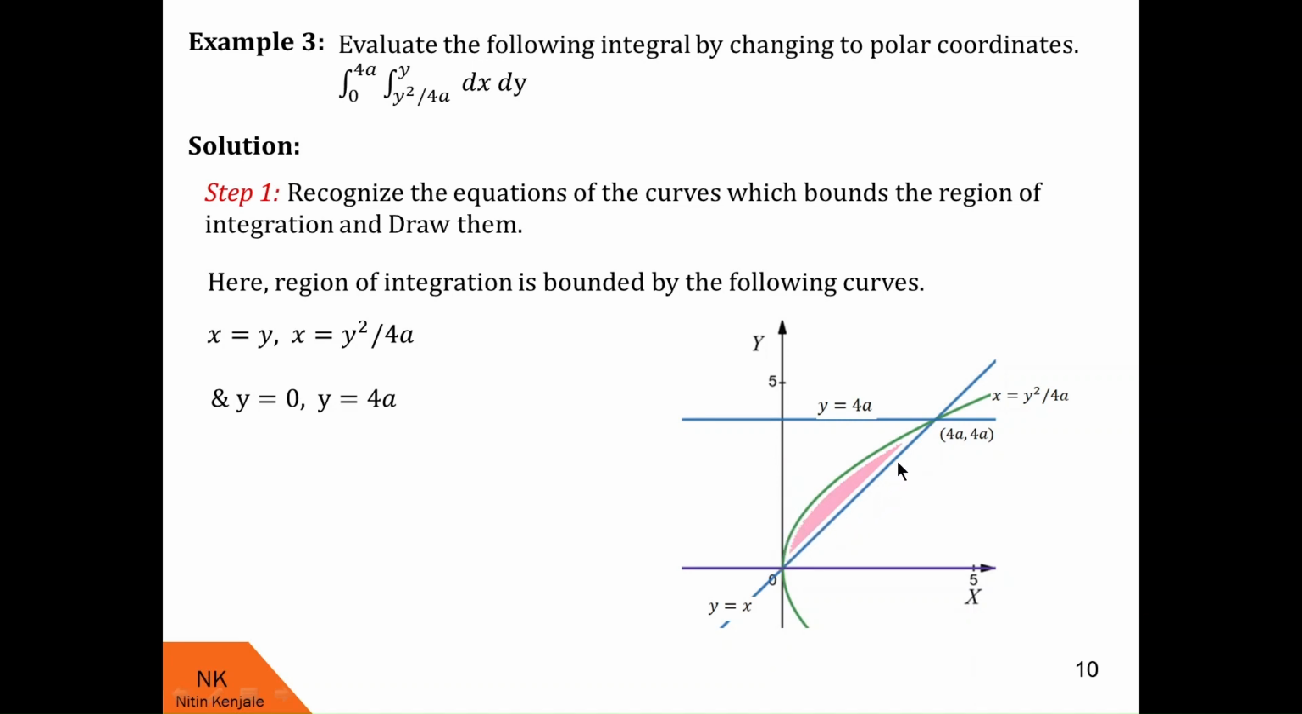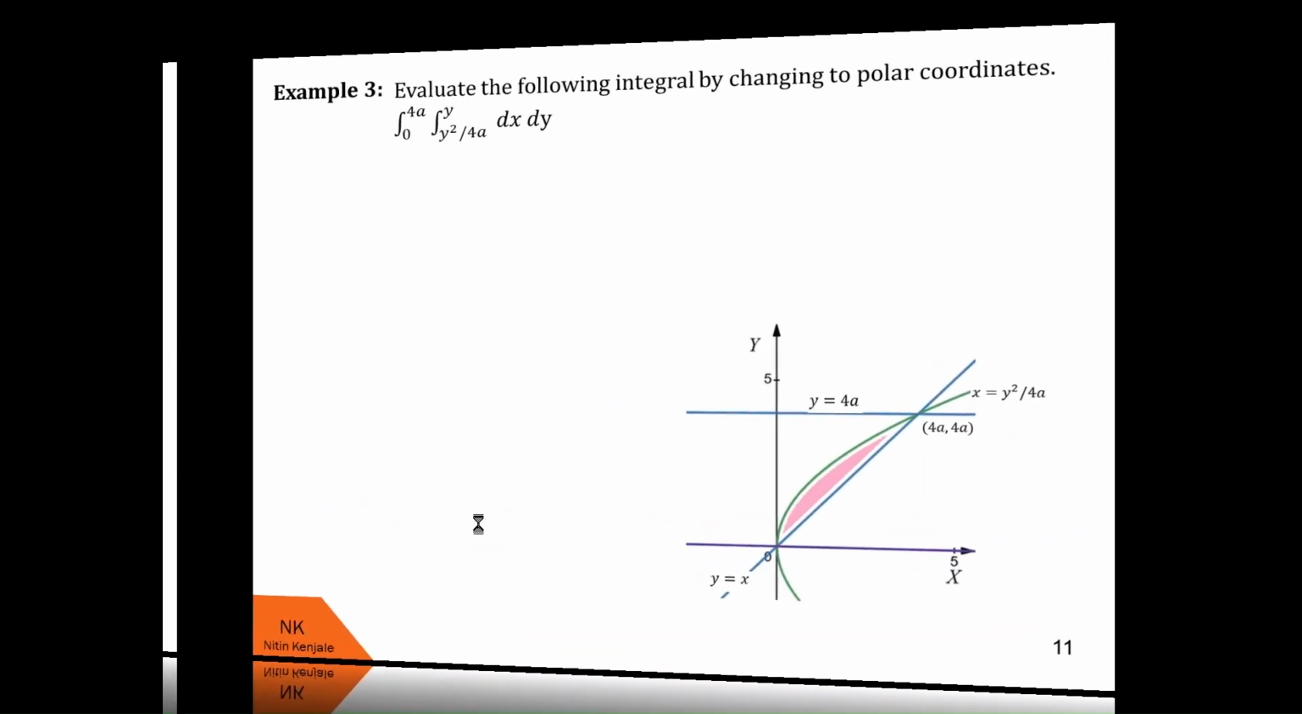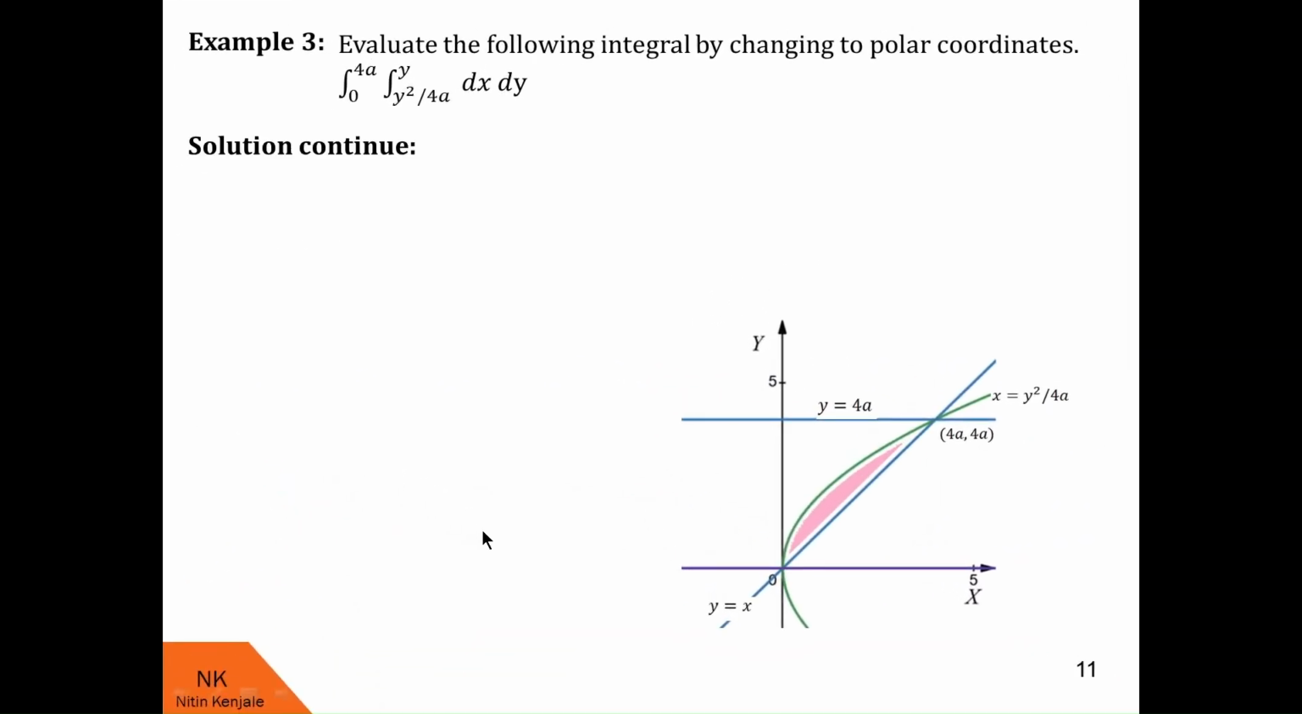Here, the region of integration is shown by this pink shaded part. Now let us transform this double integral from Cartesian to polar coordinates by substituting x is equal to r cos theta and y is equal to r sin theta. First we find the limits for r and theta. For that, we take equations of curves which bounds the region of integration.